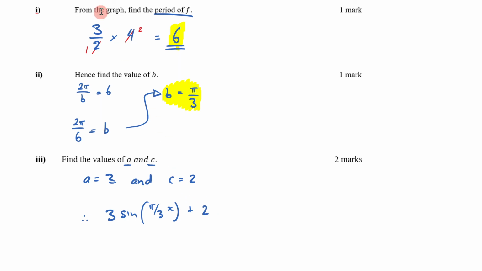That's how you would answer this question. You actually don't need this, because you just need to type what is A and C. That's A, that's C. You're done. 2 marks, 1 mark for each. That's all it really wanted.